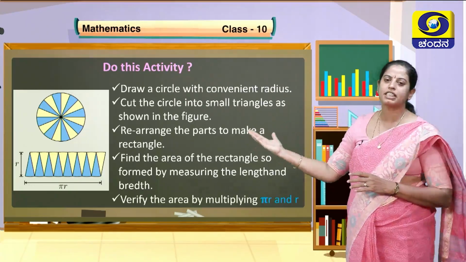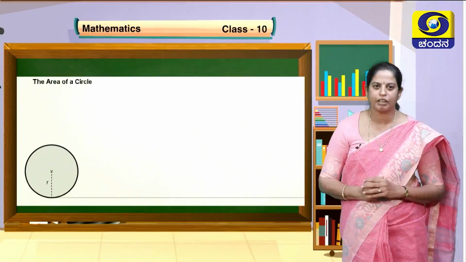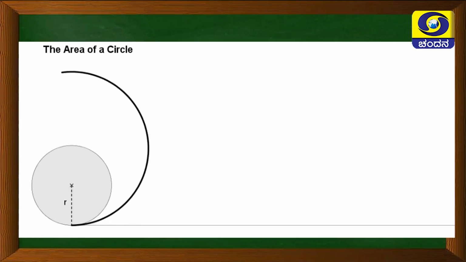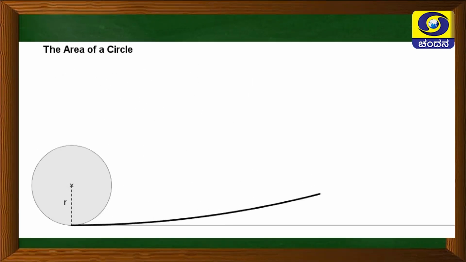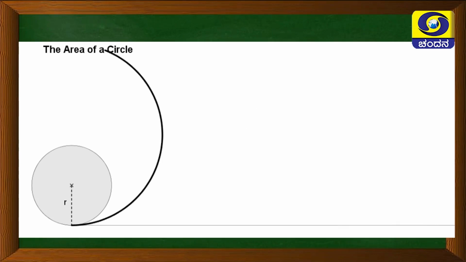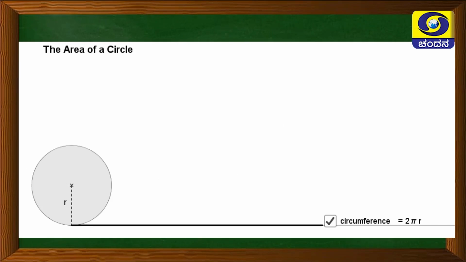Let us watch this video, which will give more clarity about the area of a circle. Here I have a circle with radius r. The black line that is opened out is nothing but the circumference of the circle, which is equal to 2 pi r. Yes, now you are clear with the circumference of the circle, and the other line is of length r, that means the radius of the circle.